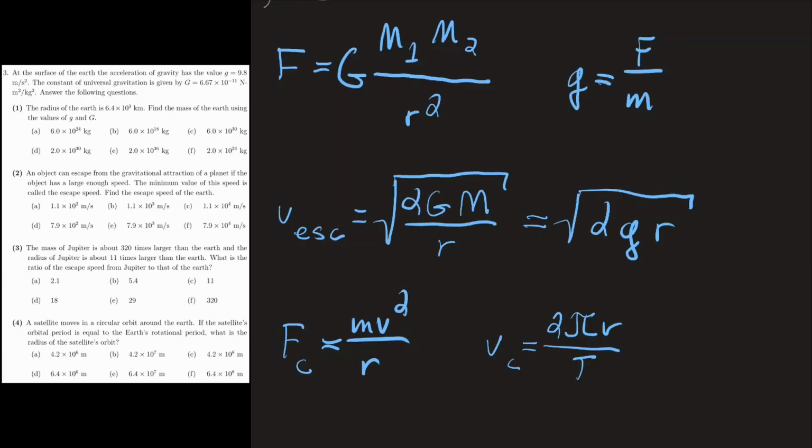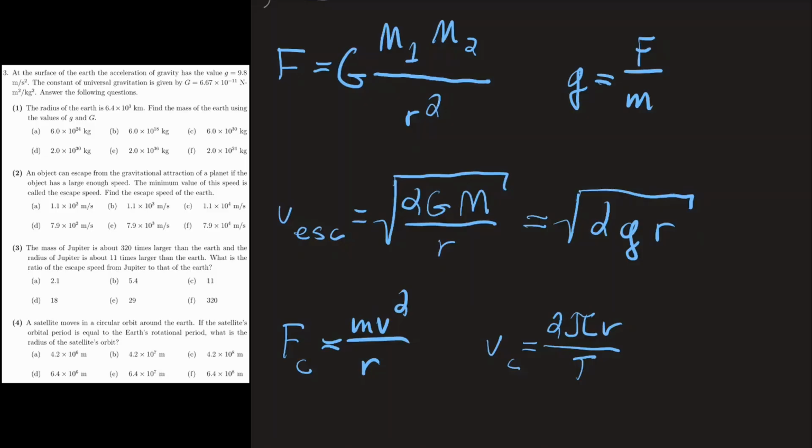Next is the section 3 question, which says, at the surface of the Earth, the acceleration of gravity has the value g equals 9.8 meters per second squared. The constant of universal gravitation is given by big G equals 6.67 times 10 to the negative 11 newtons meter squared per kilogram squared. Answer the following questions. So this is a question on gravitational forces and motion.